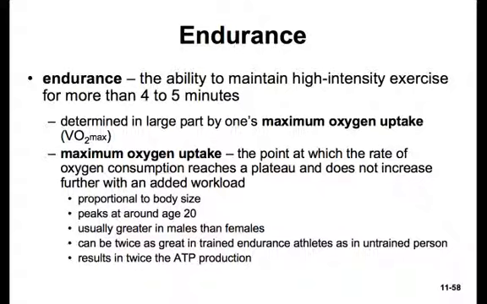The ability to maintain high-intensity exercise for more than 4 or 5 minutes is determined in large part by one's maximum oxygen uptake. This is the point at which the rate of oxygen consumption reaches a plateau and increases no further with added workload. It's usually proportional to body size and peaks around age 20. It's greater in males than in females, but in an endurance athlete, it can be twice as great as an untrained person. It results thus in twice as much ATP production and thus greater endurance.